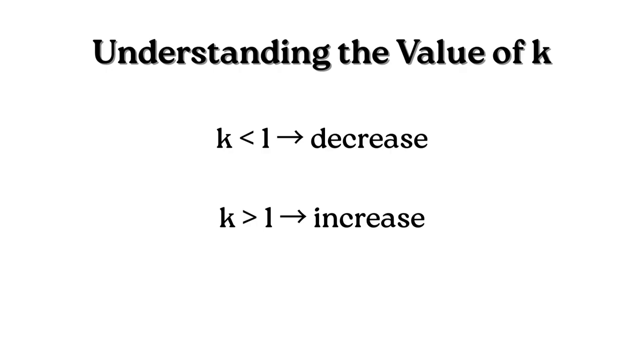The value of k tells us what kind of change occurred. If k is less than 1, the situation represents a decrease. If k is greater than 1, it represents an increase. So you can look at an equation and determine, is this an increase equation or a decrease equation?